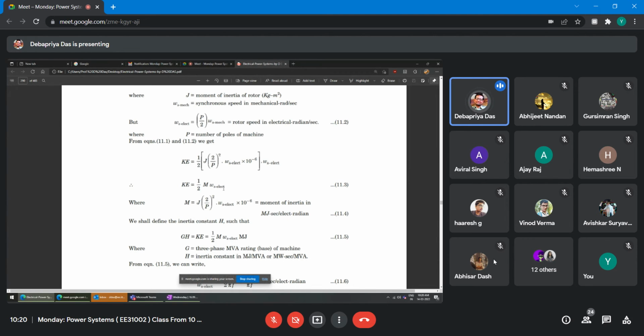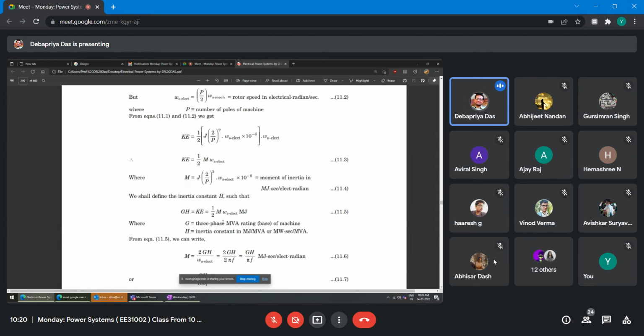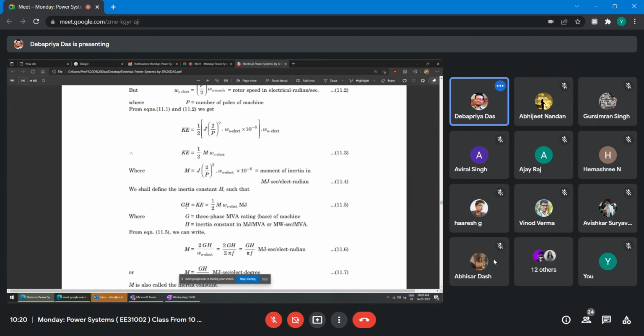This way we define. Now we shall define the inertia constant H such that G into H, right? G is the 3-phase MVA rating of the machine and H is the inertia constant, megajoule per MVA or megawatt second per MVA. So megawatt per MVA is dimensionless. Basically it is a second, right? Therefore we define that inertia constant is such that G into H is equal to kinetic energy, is equal to half of whatever you have got, M omega s electrical, right? This much of megajoule. And units are mentioned.